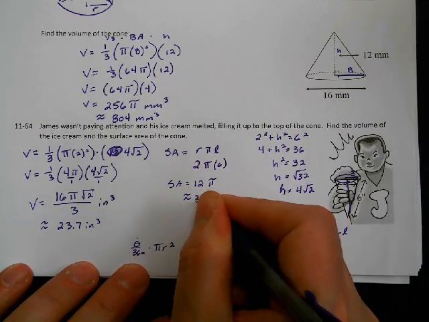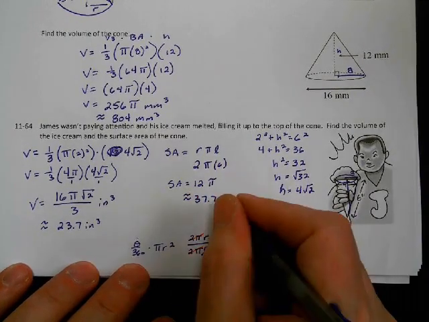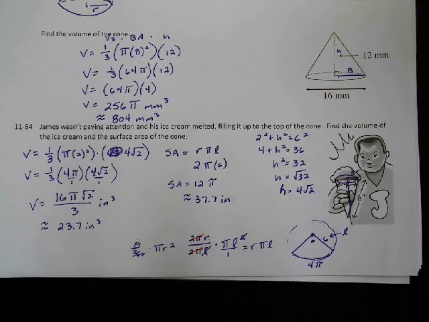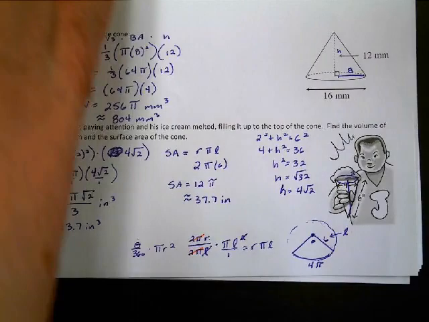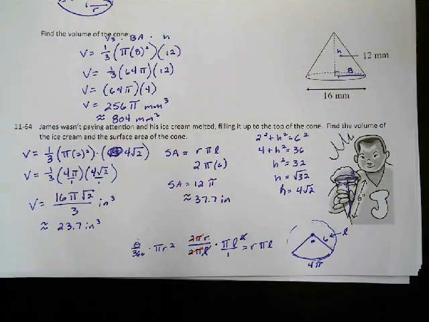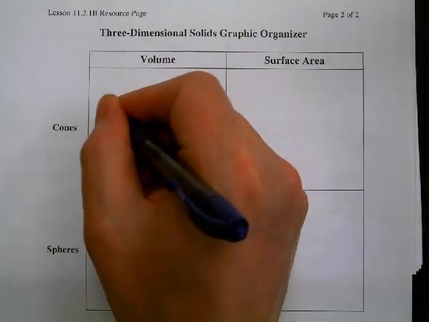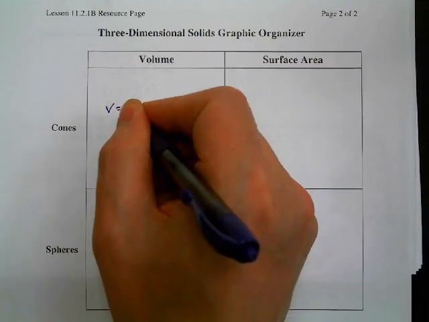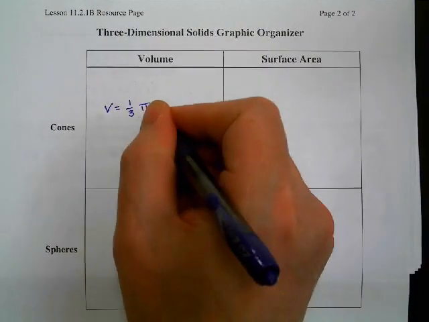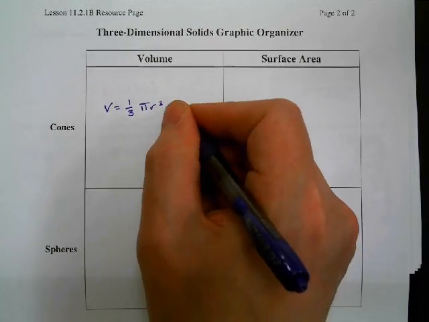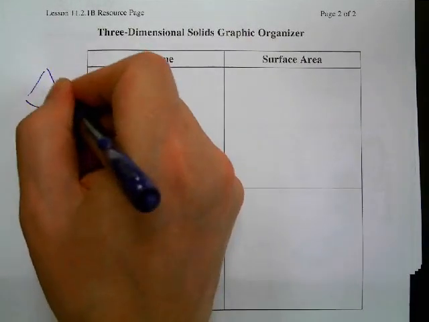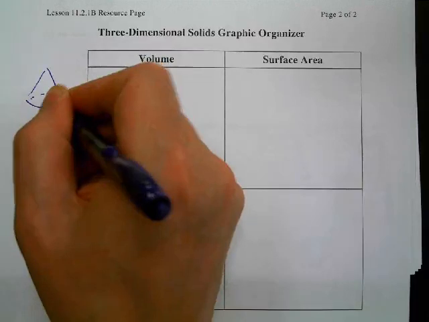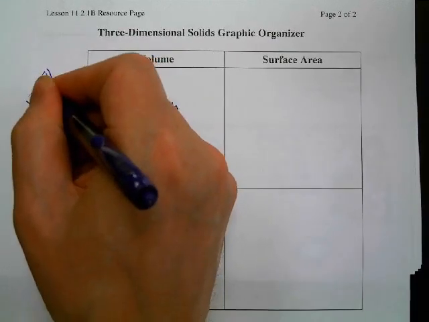I know I went over a lot of people's heads with that. So let's just write down our formula in our graphic organizer over here. We started this graphic organizer on the last lesson. Let's look at the volume of a cone. It's going to be 1/3 base area, which is pi r squared, times the height. So we've got a cone. Here's r. Here's the height. Here's the slant height.